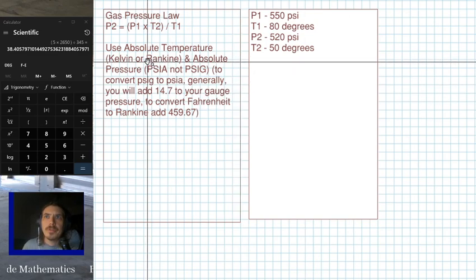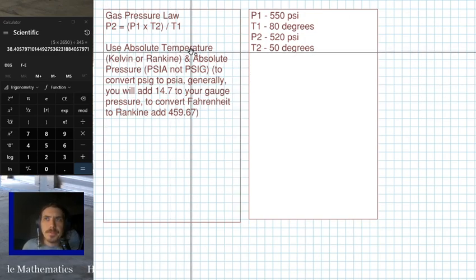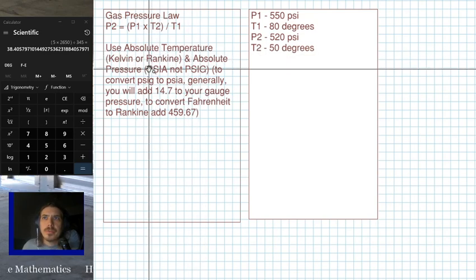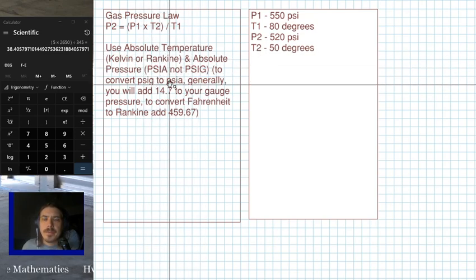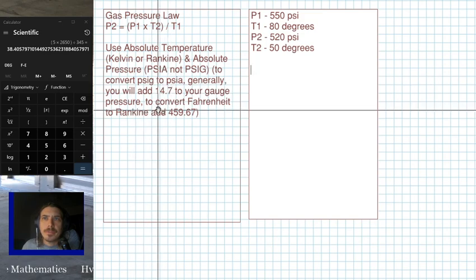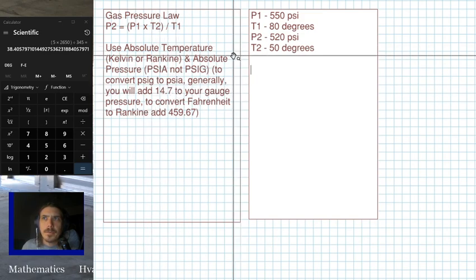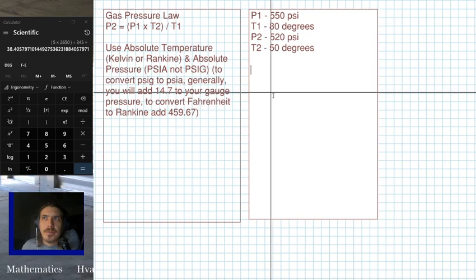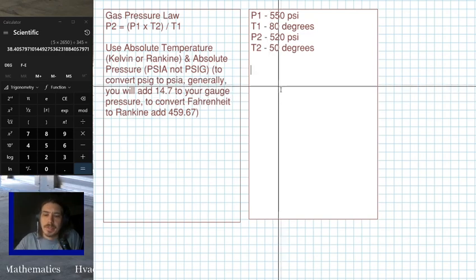First thing we have to do is use absolute temperature. That means we need to add to the temperature in Fahrenheit to get absolute, which would be Rankine. And we need to have absolute pressure, so we have to add 14.7 psi to both of these.